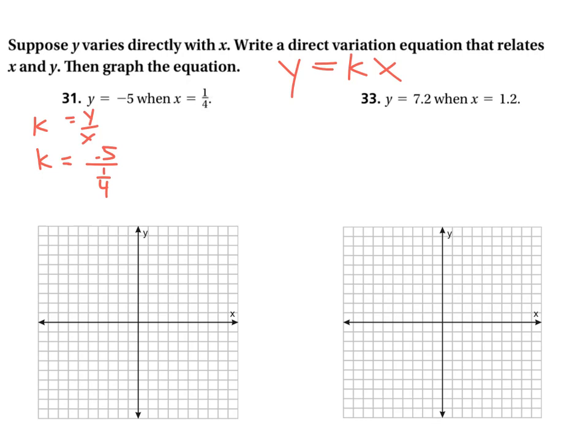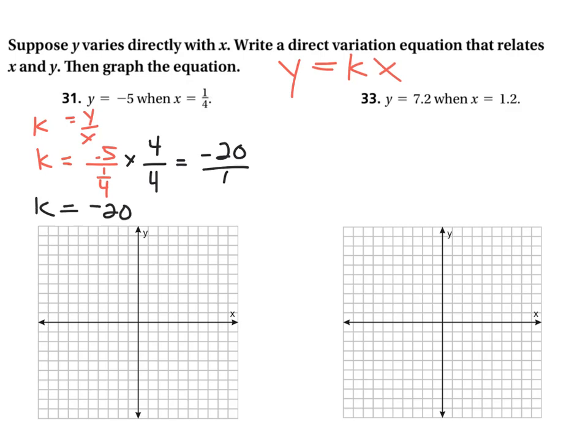Instead of reducing a fraction, sometimes you need to make it greater by multiplying top and bottom so that you're dealing with whole numbers. Well, I can turn 1/4 into the whole number 1 by multiplying it by 4. And I multiply the top by 4 as well. And we will get -20 over 1, or just k is equal to -20.